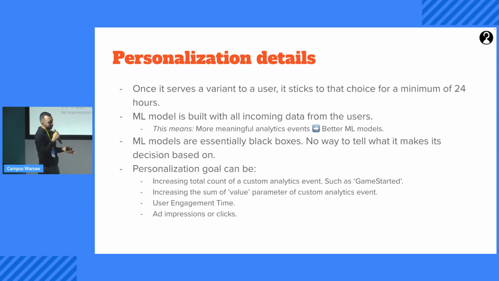One sad thing is that machine learning models are essentially black boxes, right? So there is no way to tell later on, after building the model, what exactly it decides on to determine that someone likes the green or the blue button, right? I wish there was a feature like that, but there isn't.